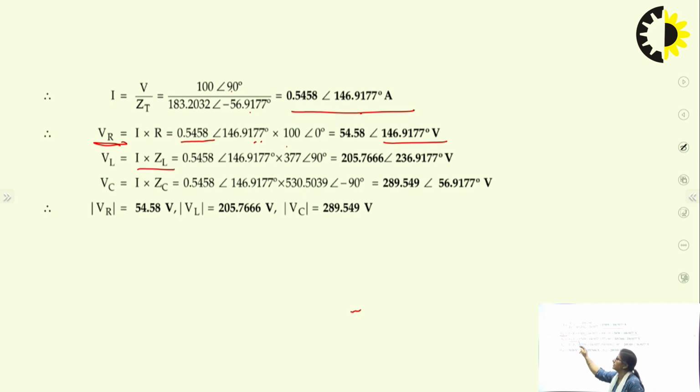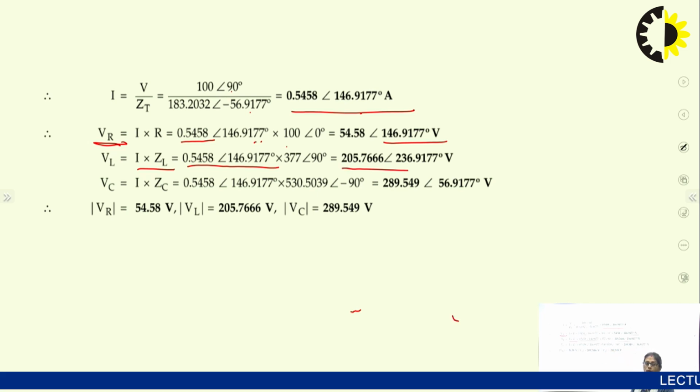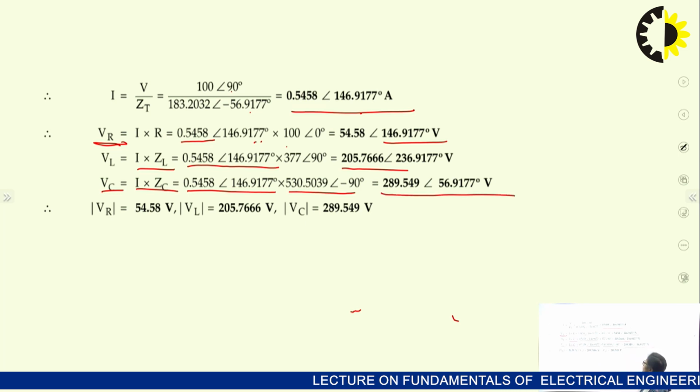VL is I into XL, 0.54 being the current. XL or ZL can be given as XL angle 90 plus jXL. So, 377 with an angle 90 gets me 205.76 with an angle of 236.91. Lastly, VC is I into ZC or XC, 0.5458, and XC is given by 530 ohms, that is 286.5 with an angle of minus jXC, that means minus 90, right? So the answer is 286.54 with an angle of 56.9177.